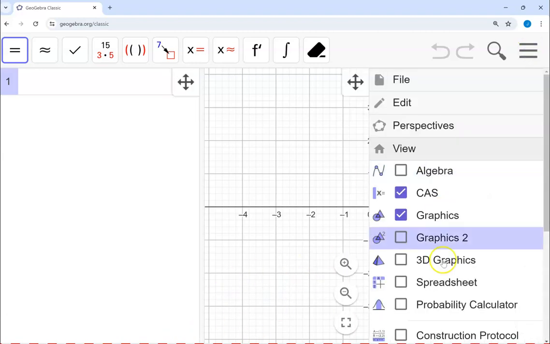But if you go up to the menu, you can switch what the view is. Under the menu, there's a view. We want the computer algebra system part, the CAS part, because that'll allow us to do symbolic algebraic manipulation rather than having to have numbers like what you'd have to have out your calculator.